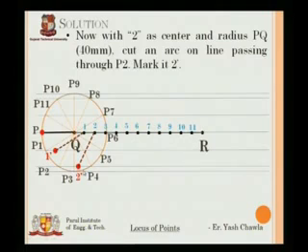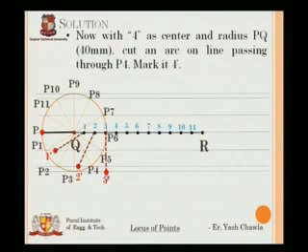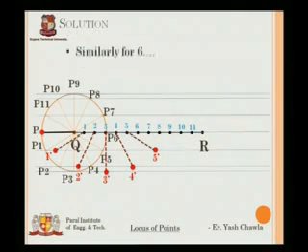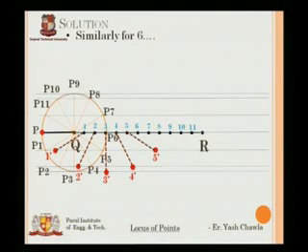For 3, this is the line, this is the parallel, this is the line 3. With radius AB, cut an arc here, again join 3 dash. For 4, cut an arc on the line passing through P4, join 4 dash. For 5, for 6, that point will be on the same line, so it will be something like this. For 7, it will go above the line because the rotation has reached 180 degrees.